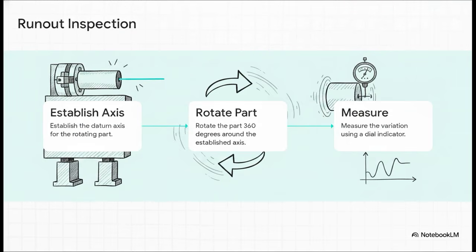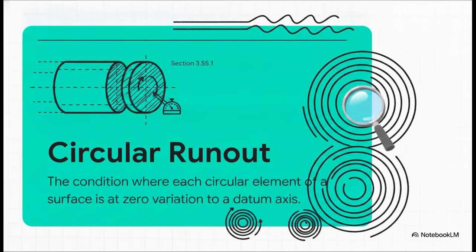To really wrap our heads around this, let's break down the physical inspection reality into 3 mandatory steps. Step 1, you establish the datum axis. This usually means chucking the part up or resting it in V-blocks on its datum features. Step 2, you rotate the part 360 degrees around that established axis. And step 3, you measure the variation using your dial indicator. Every single runout check in the world relies on this exact physical rotational relationship. So let's look at our first specific type and see how this actually works.